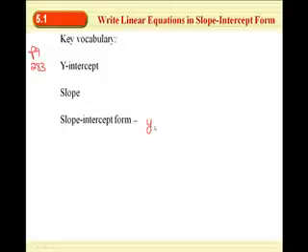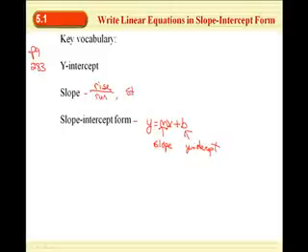Slope-intercept form is this: y equals mx plus b, where m is the slope and b is the y-intercept. Okay, so the slope is rise over run. It shows the steepness of a line. It can be positive, it can be negative, it can be zero, and it can be undefined.